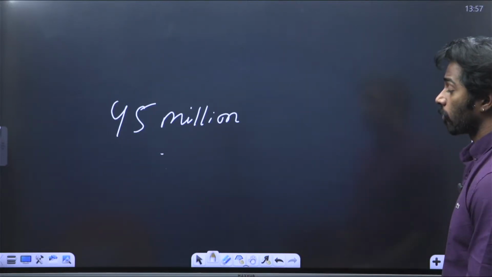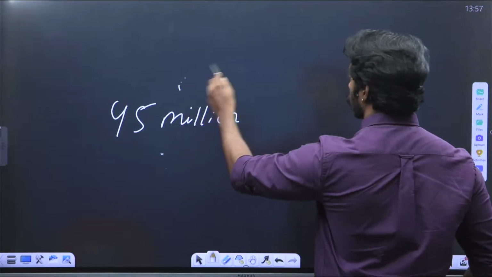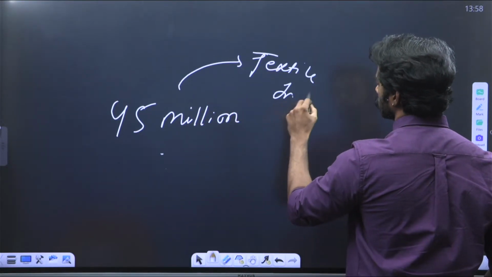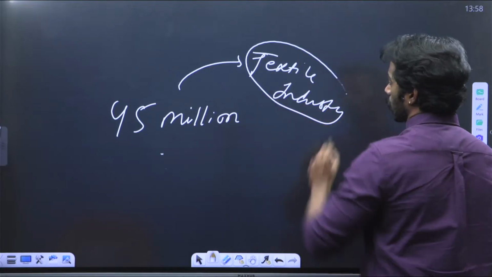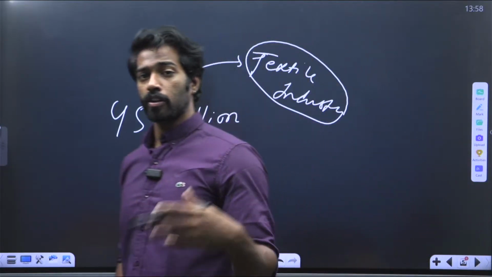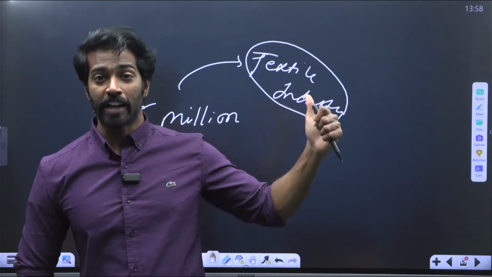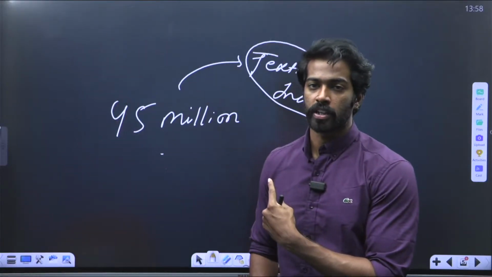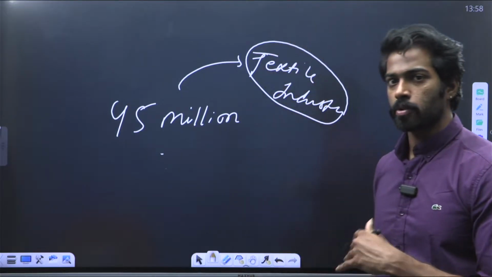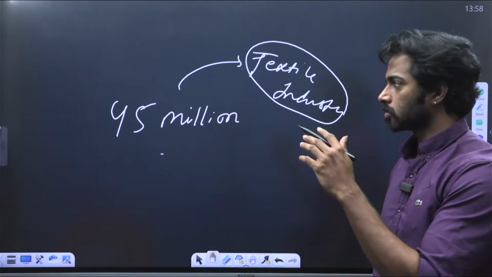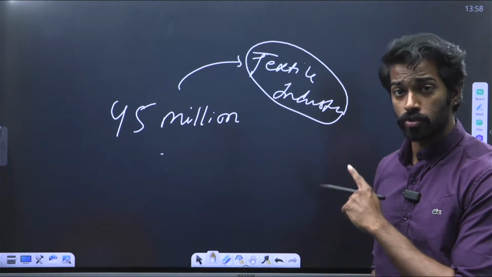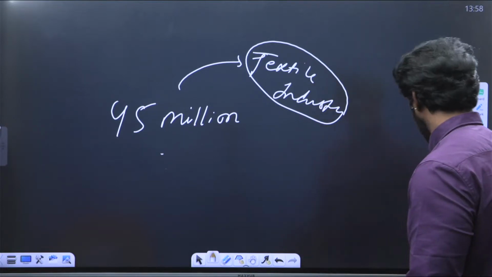Then we have 45 million, right? This 45 million are the people that are present in the textile industry. Whenever the environment is affecting the textile industry, it is indirectly or directly affecting the 45 million people that are employed in the textile industry. This is the other point that you need to keep in mind. The reason I'm giving all of this information is because it is really important, and you need to remember all of these because you can use these stats in mains, right?